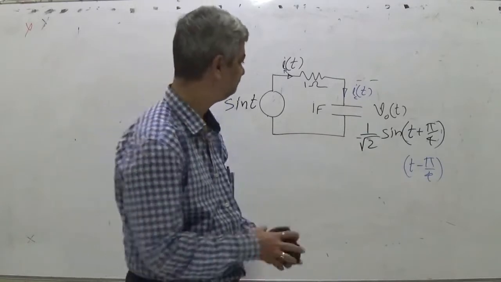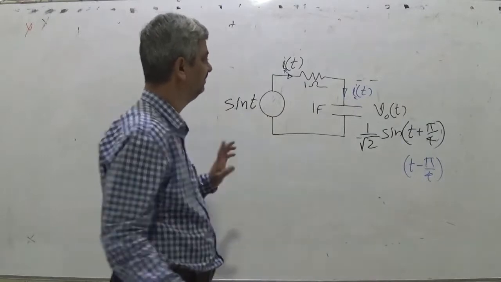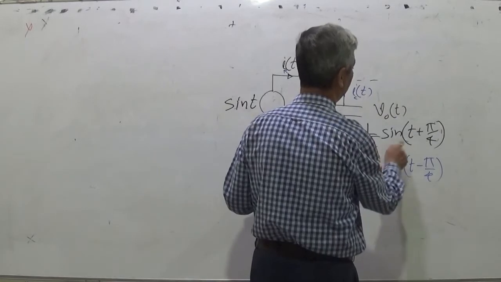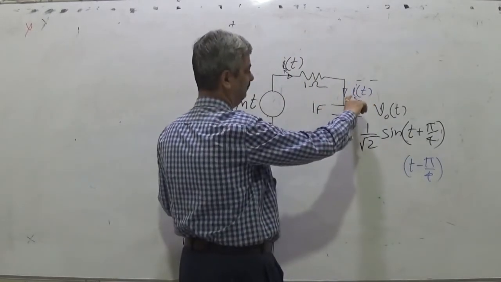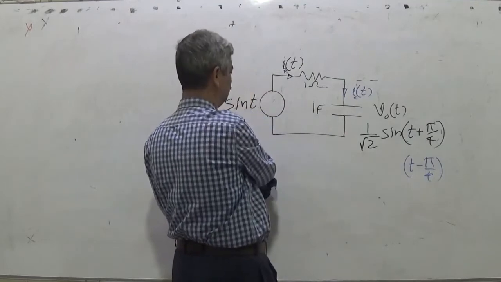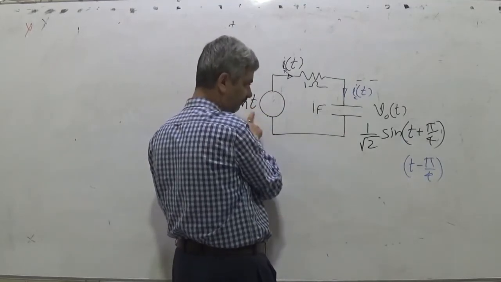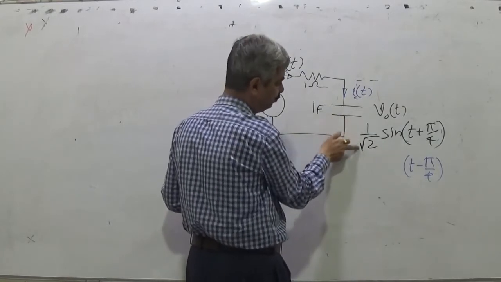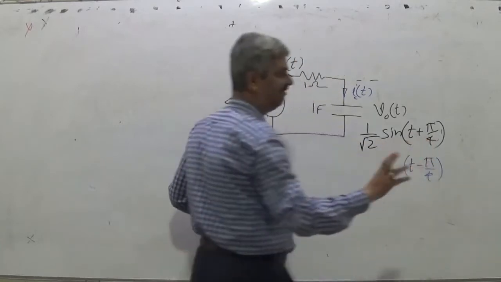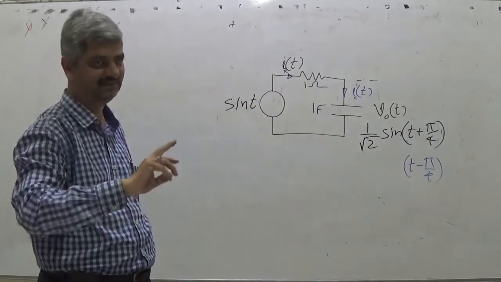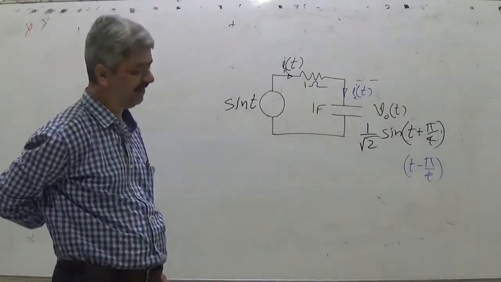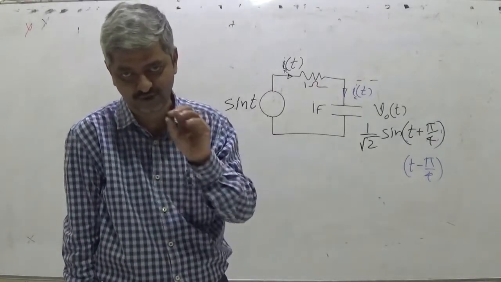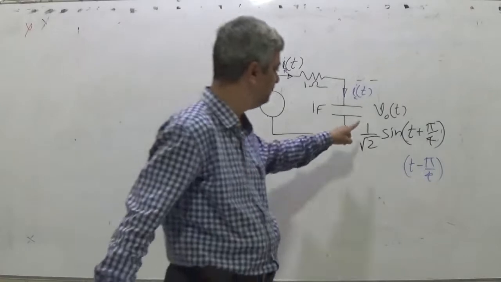Prior to that, you verify whether, with 1 upon root 2, the input is sin t, the magnitude is 1, there is 0 phase. The output amplitude is 1 upon root 2 and the phase is pi by 4, whether plus or minus, you verify. Plus or minus, that is called lead and lag. You just think on your own and verify which of these two is correct.